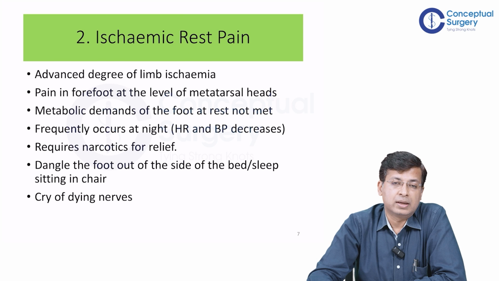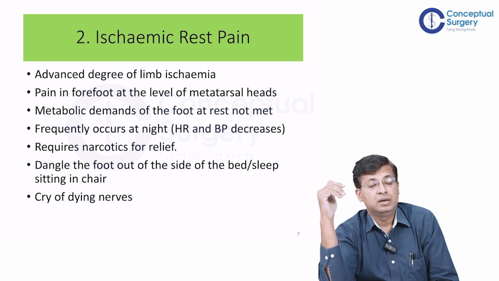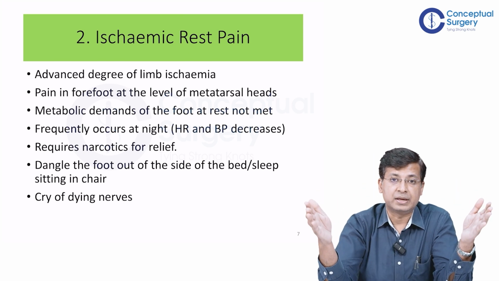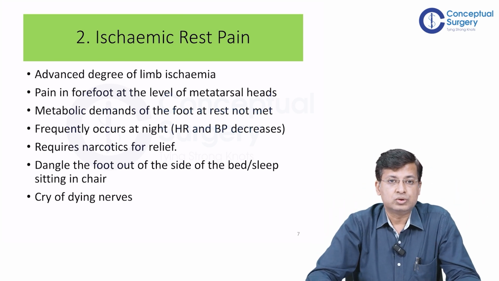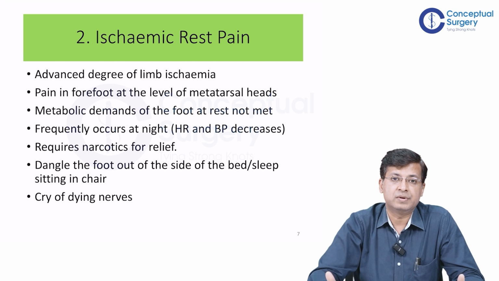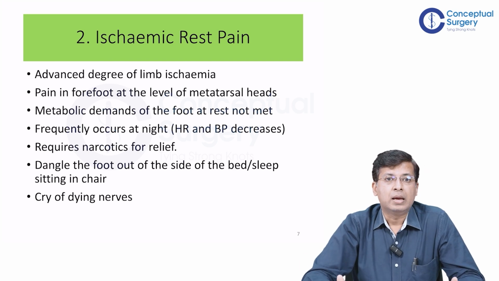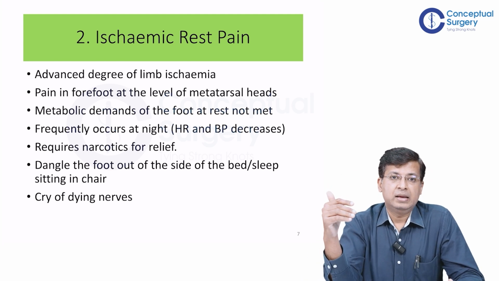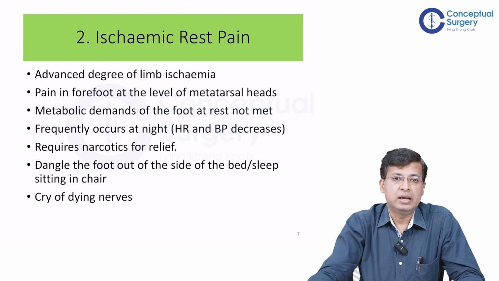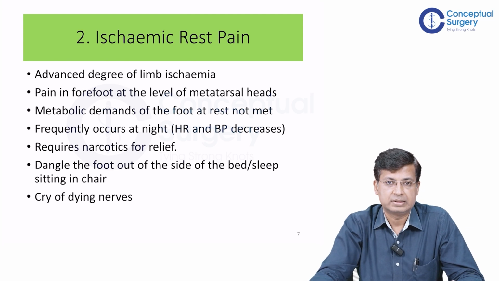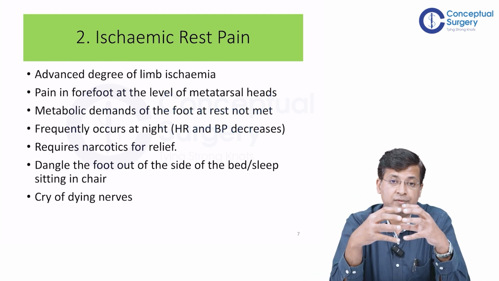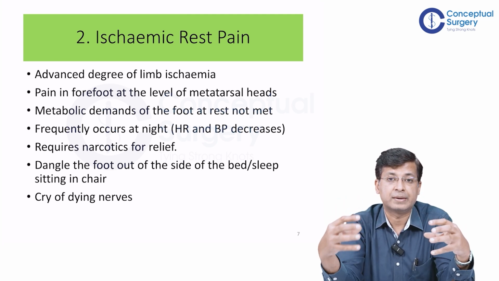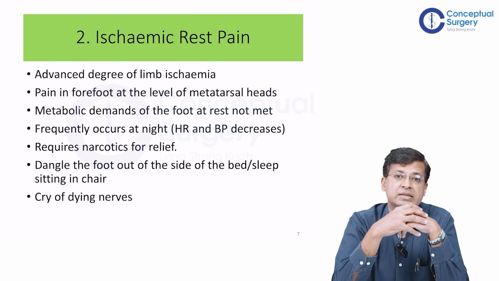So after intermittent claudication, the next higher level of presentation is critical limb ischemia, which can present, like we discussed, either as ischemic rest pain or as tissue loss. So ischemic rest pain, as the name suggests, is a pain which is present at rest. And it is usually present not at the level of muscles, but much more distally in the forefoot at the level of metatarsal heads. So the ischemia is so severe that the demands of the foot are not met even in the resting position, even when the muscles are not exercising.